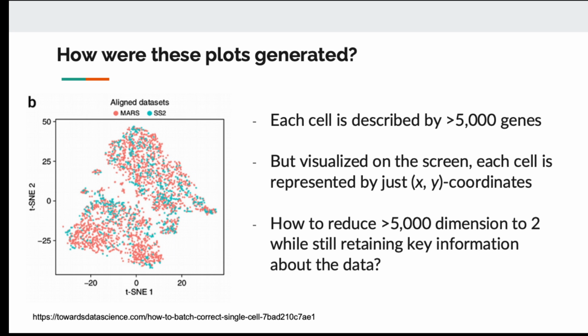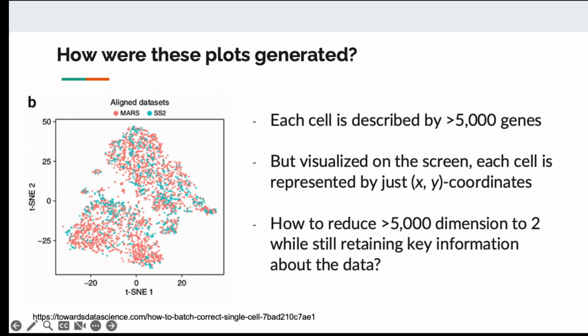Last time we saw scatter plots like this, where each dot is a cell, and some of you probably wondered how we can visualize or project single cell data onto the screen, because each cell is described by the expression levels of more than 5,000 genes, or 3,000 genes. So basically each cell has more than 3,000 or 5,000 numbers that describe it. But when we visualize the data on the screen, we are essentially representing each cell with just X and Y coordinates. So all the 5,000 numbers became just 2 numbers. How do we do this while still retaining useful information? We can still see the distribution of cell types, and we can still see the batch effect or the removal of the batch effect in the visualization. So there must be some clever way that we can reduce 5,000 numbers down to just 2 to visualize on the screen.